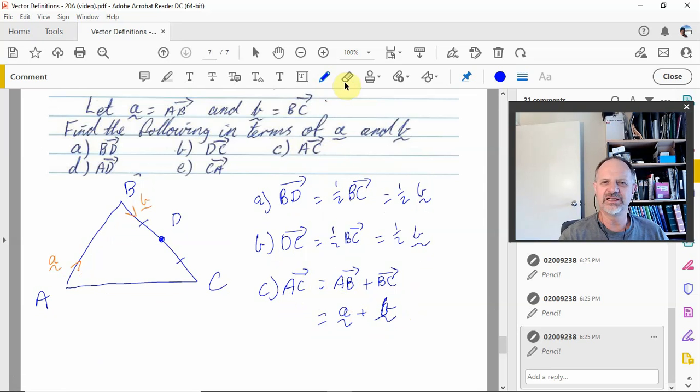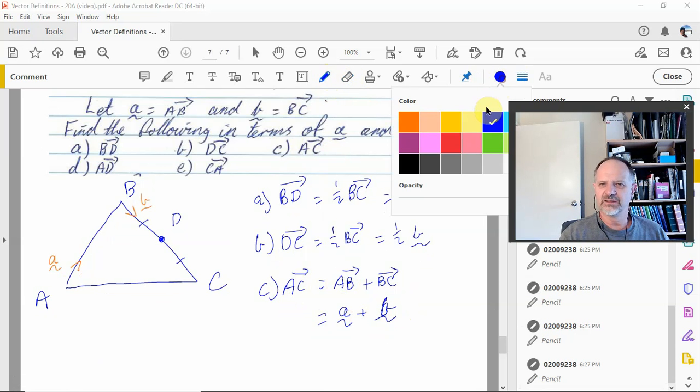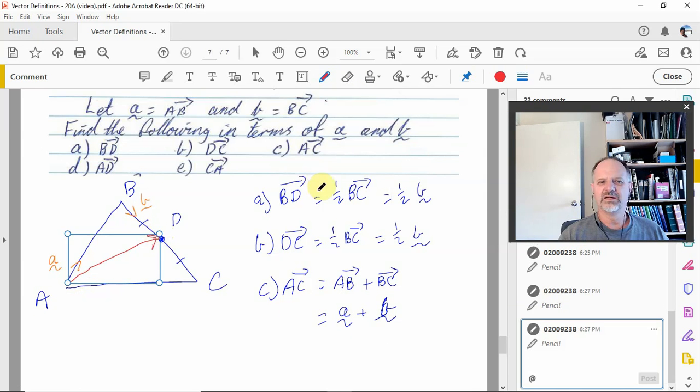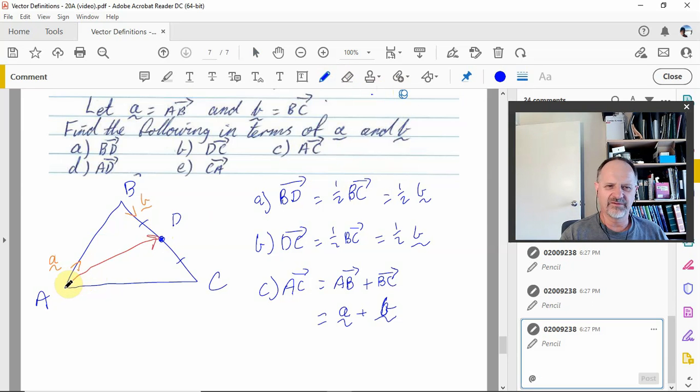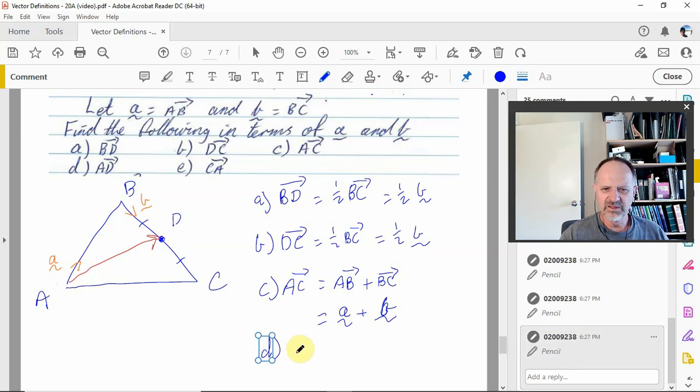All right, AD. So AD. Let's have a look at that. Let's go that colour. So AD is this vector. All right, so how can we get there? How can we get from A to D? Well, we can go from A to B, and then we can go from B to D. So AD is AB plus BD. Now AB we know is little vector a, and BD we figured out before up the top here, and that's a half b. There it is.